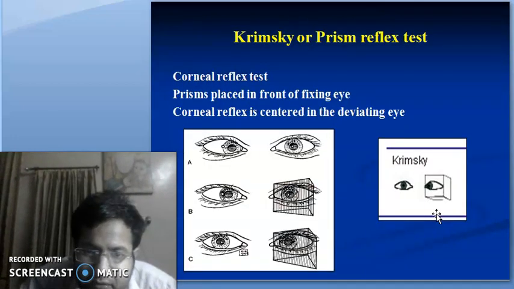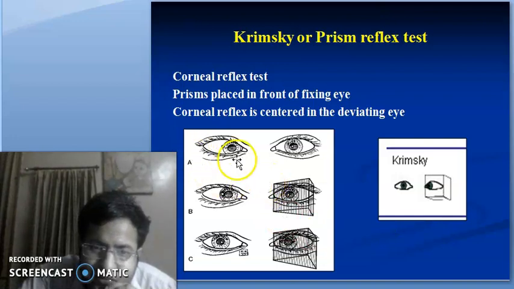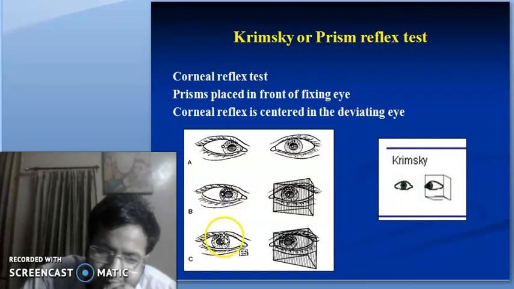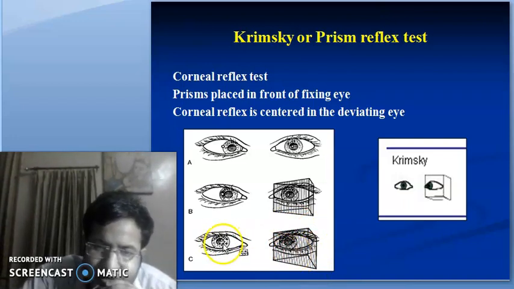Then there is the Krimsky or the prism reflex test. In the Krimsky test, we do the Hirschberg test first. We can see the corneal reflex present at the limbus, so roughly it will be 45 degree or 90 prism diopters. Next we place the prisms over the fixating eye, and we see the movement of the strabismic eye towards the corneal reflex, and we see at which prism diopters the corneal reflex centers. This is the Krimsky test.